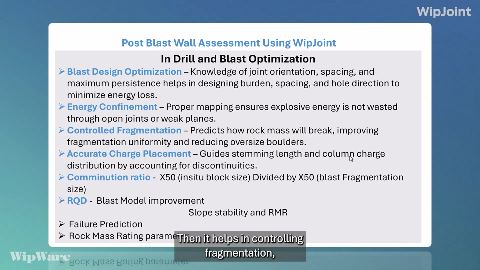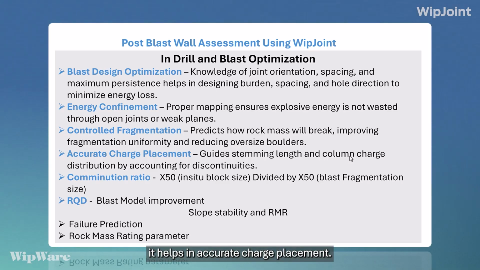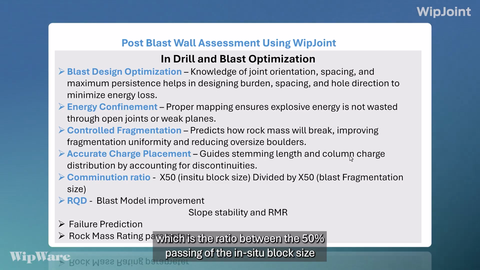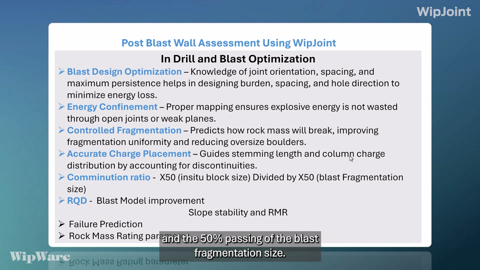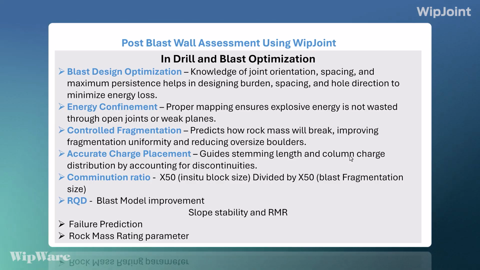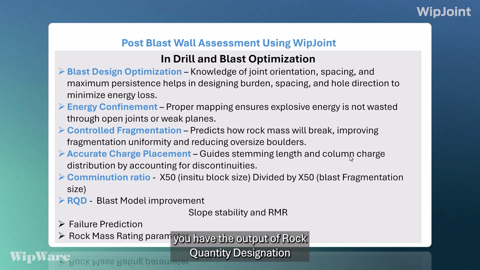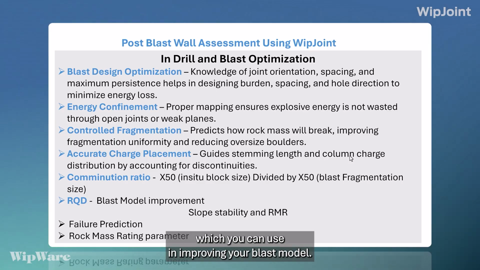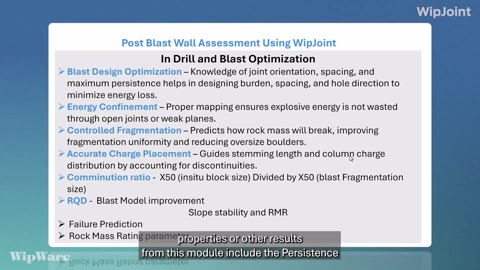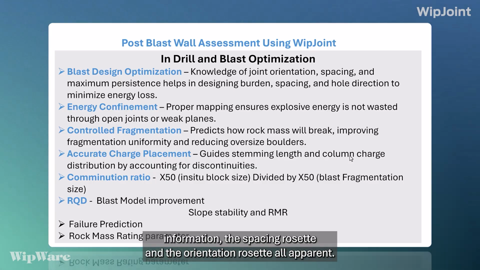It helps in controlling fragmentation and in accurate charge placement. Above all, it also helps in calculating your comminution ratio, which is the ratio between the 50% passing of the in-situ size and the 50% passing of the blast fragmentation size. Then in this new module, unlike the previous one, you have the output of rock quality designation, which you can use in improving your blast model. Other results from this module include the persistence information, the spacing rosette, and the orientation rosette, all apparent.